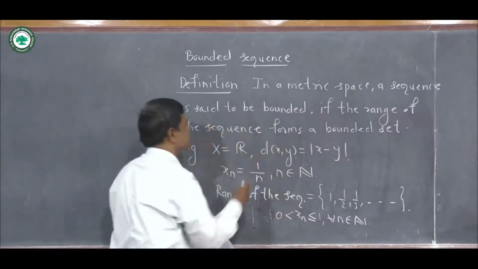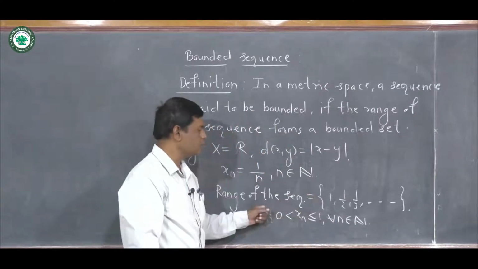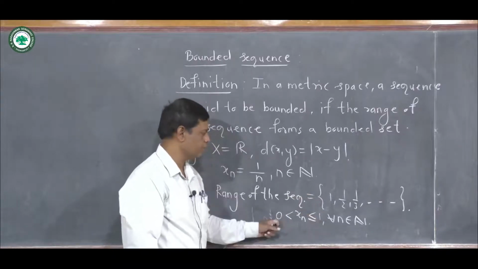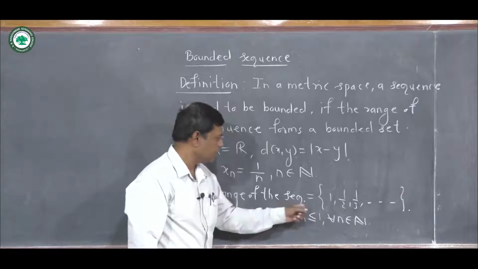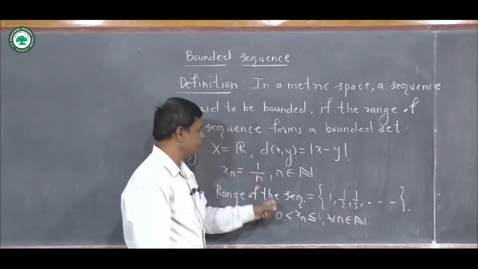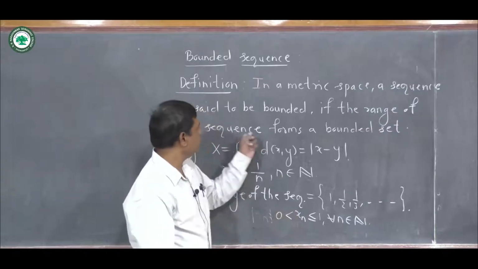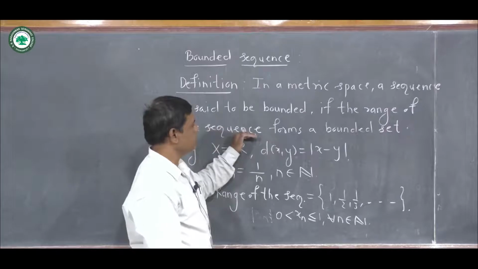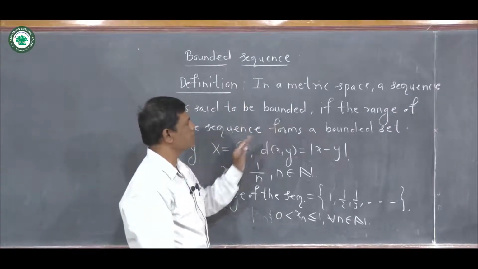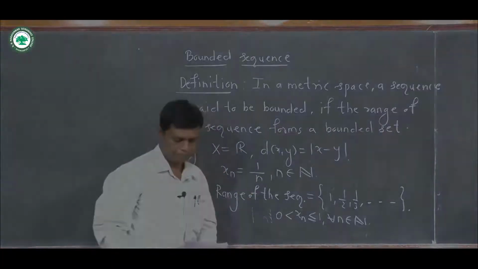So the range of this sequence is a bounded set, because all the elements of this sequence lie between 0 and 1. 0 is not a member of this set, because the limit of this sequence is 0. So the range of this sequence is a bounded set, and therefore this sequence is a bounded sequence in the set of real numbers.